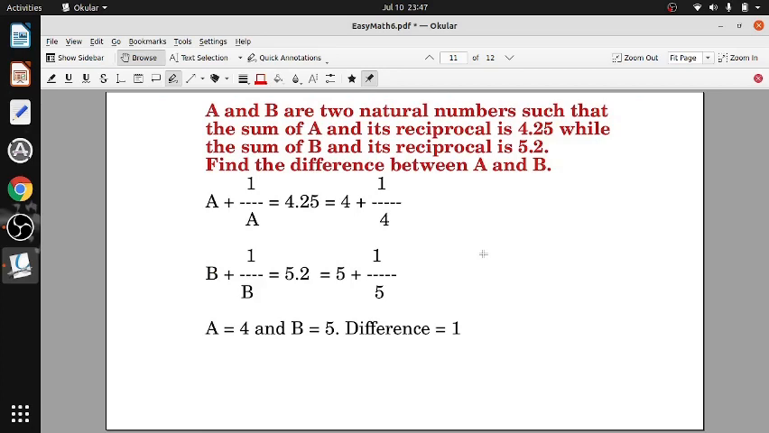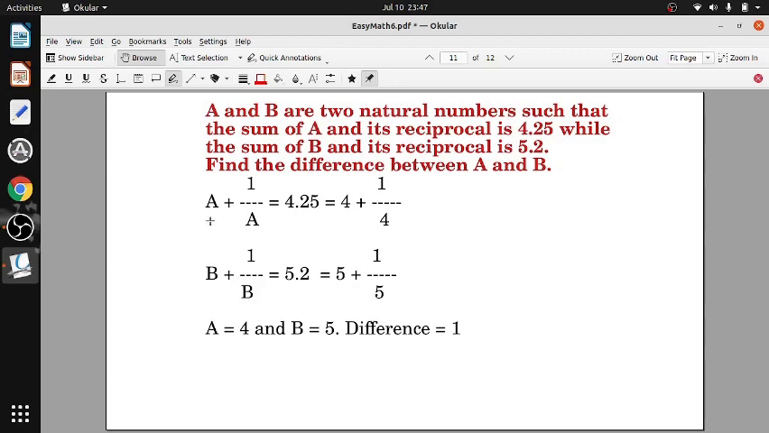A and B are two natural numbers. Natural numbers. Negative नहीं है, fraction नहीं है. Natural numbers like 1, 2, 3, 4, 5. Such that the sum of A and its reciprocal is 4.25, while the sum of B and its reciprocal is 5.2. Find the difference. Now, if we do by the normal method, x plus 1 by x, then you will get x square, quadratic equation.